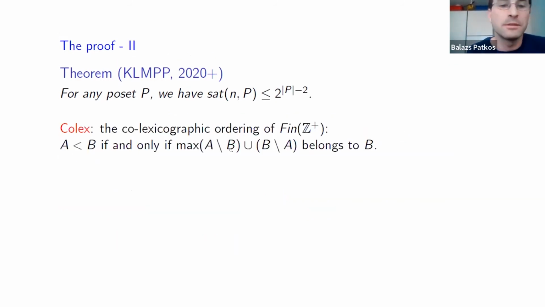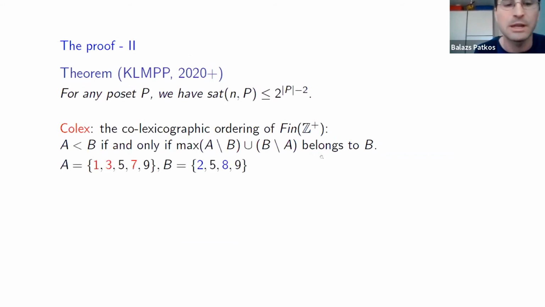Okay, so this is greedy, and now we just have to specify what this some order means, where the colex ordering comes in, so colexicographic. Probably most of you know it. The finite subsets of the positive integers can be ordered in the following way. If we have two sets A and B, then B is larger than A if and only if the largest element of their symmetric difference belongs to B. So for example, here we have A and B. The symmetric difference is 1, 2, 3, 7, and 8. The largest of them is 8. 8 belongs to B, so B is larger than A in this colexicographic ordering.